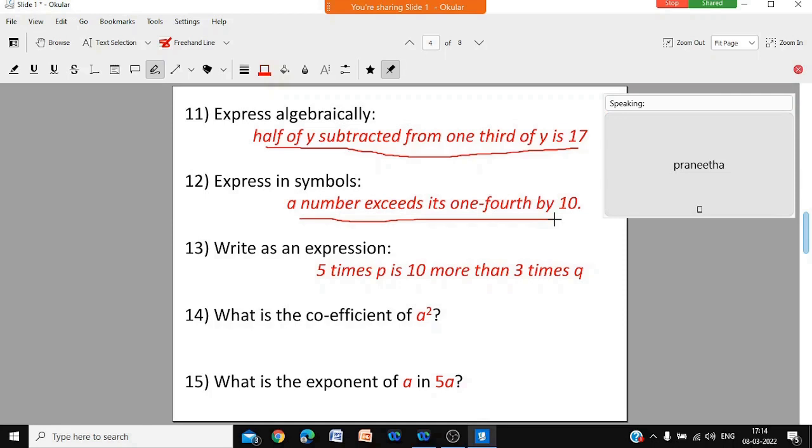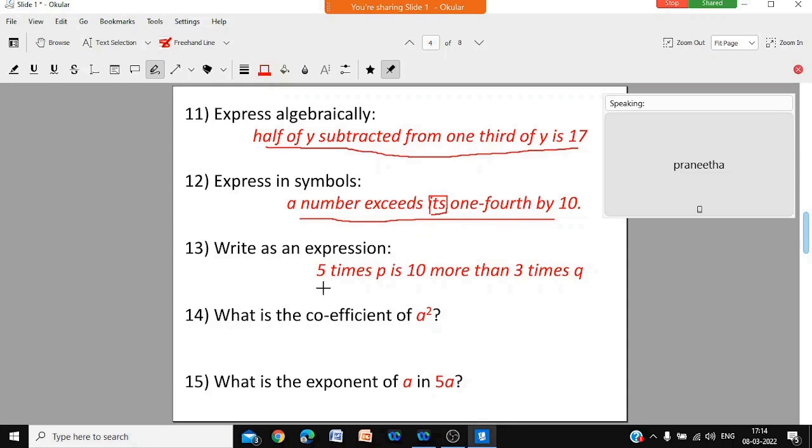Sir, what is exceeds? I forgot. Exceeds means more than. A number is more than its 1/4 by 10, it means the number minus its 1/4. The number is more than its 1/4 by 10.